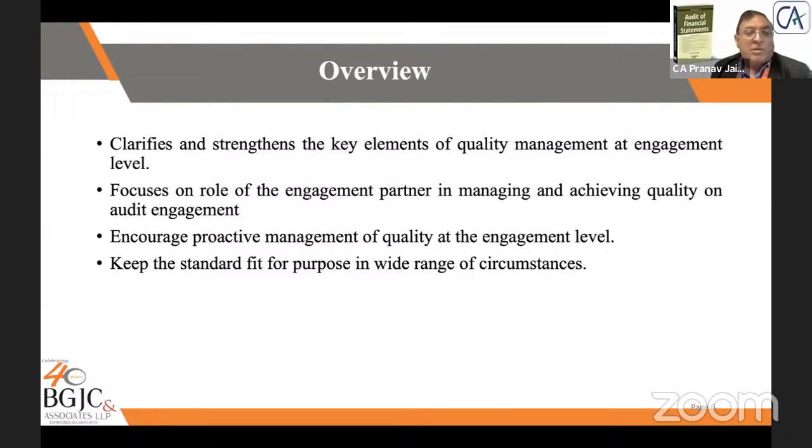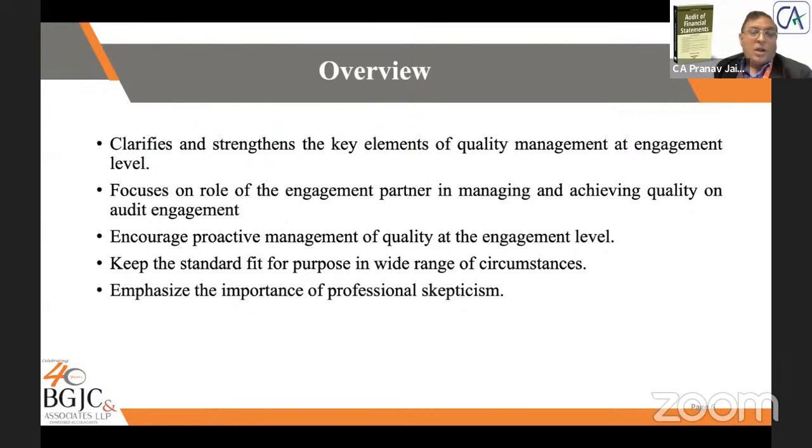The standard aims to keep the standard fit for purpose in a wide range of circumstances. So when we talk about scalability, whether the audit firm is a very small audit firm with an engagement partner and a few staff, or a large audit firm with many partners, or the entity is a small entity with very limited operations, or a large company with multiple locations. So the standard tries to address a wide range of circumstances where the standard would be applicable, and how it would be applicable in different circumstances. There is an increased emphasis on the importance of professional skepticism.